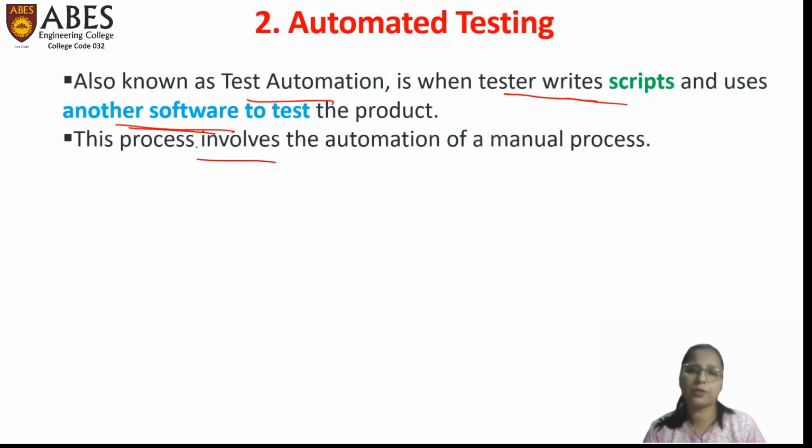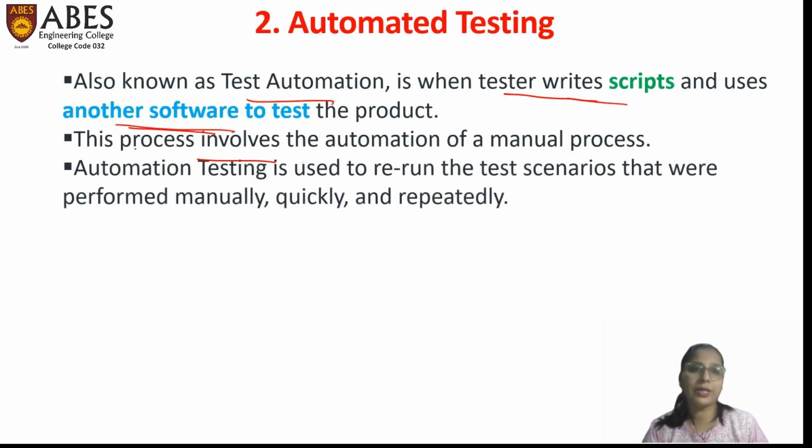Manually, a person checks each and every input and documents it. That is a very rigorous task, right? But when it is done through a script, the team can just start the execution and leave it, and for each input the output is recorded and stored in a file. That can be done without human involvement. The only thing the team has to do is start the script. Automated testing is used to rerun the test case scenarios that were performed manually, quickly and repeatedly.